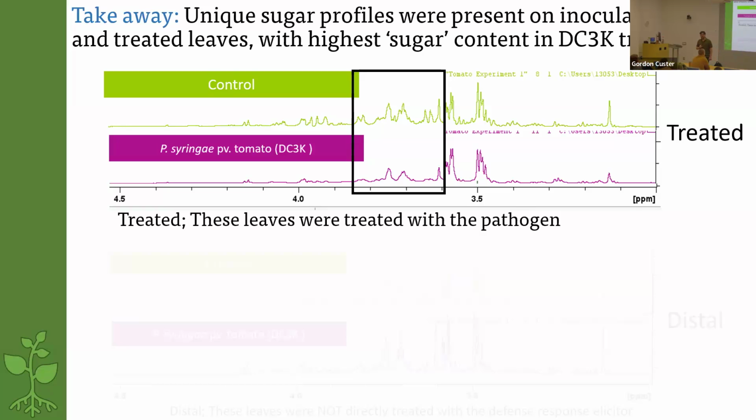Now, I will say, I'm looking at sugar on the treated leaf of a pathogen in comparison to a control leaf that was just with buffer. So we should all have healthy skepticism on how different this is. So let's look at the distal.